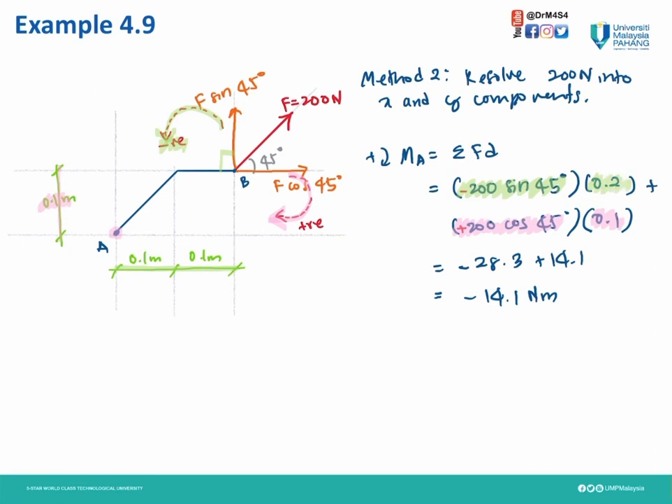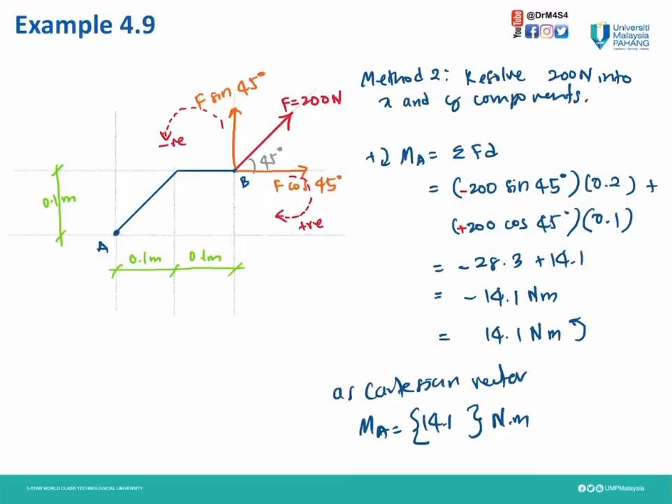Calculate that, so we will get negative 14.1 Newton meter. When we're going to write in Cartesian vector, we have to take anti-clockwise as the answer, so we will get 14.1 Newton meter anti-clockwise. So the answer is MA equals 14.1 k Newton meter.